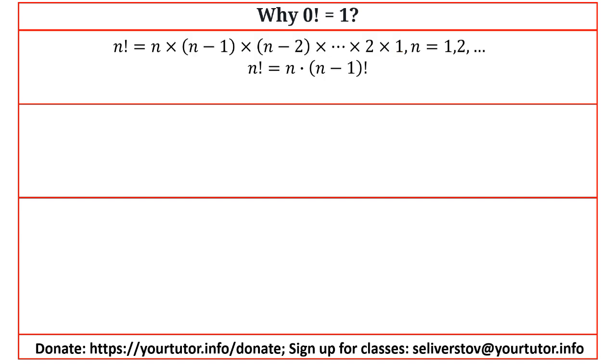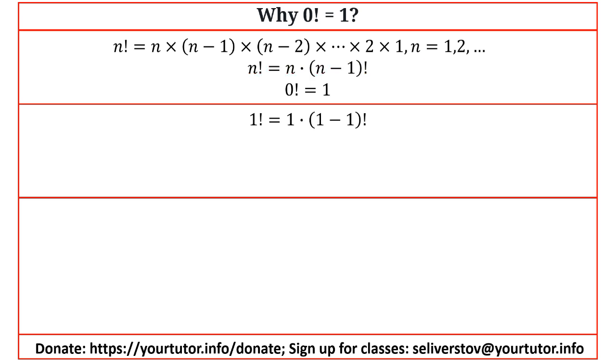Well, as for 0, its factorial is equal to 1. Mathematicians simply agreed on this, and that's it. It can be the end of this video, but I would like to demonstrate that such an agreement does not lead to contradictions. Well, really, what is the factorial of 1 according to this formula?